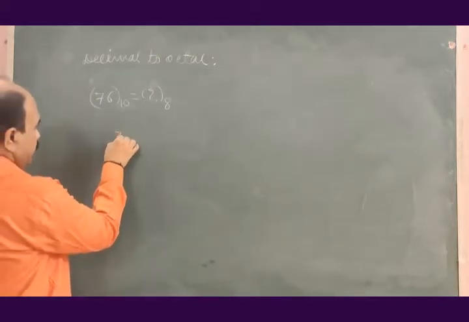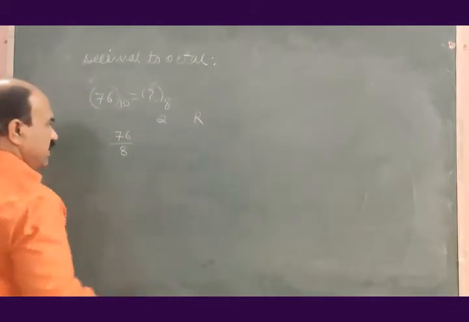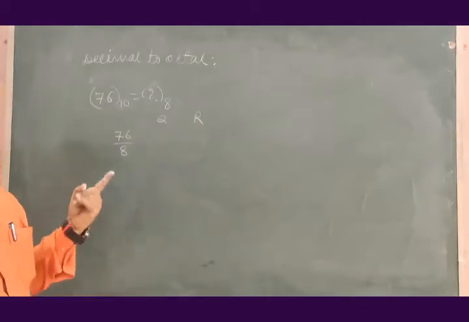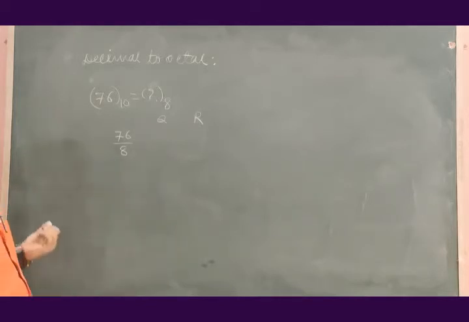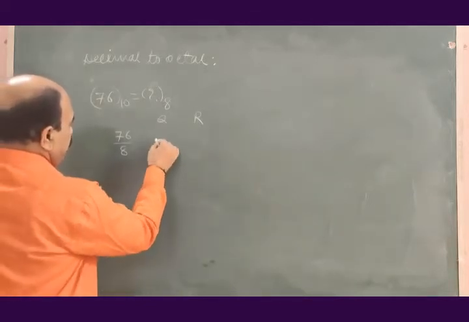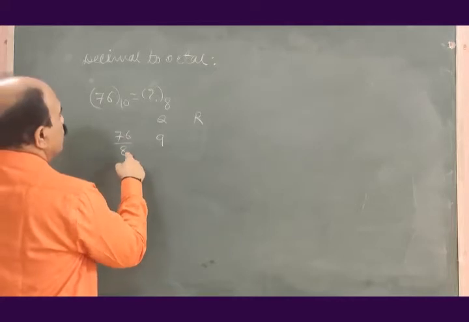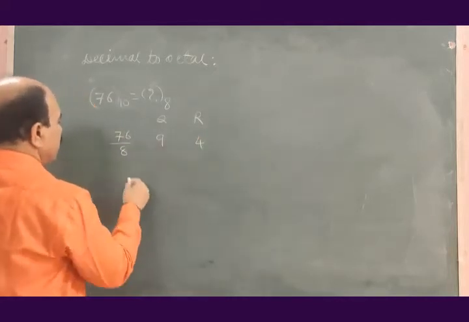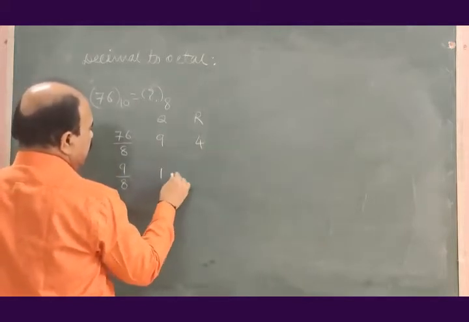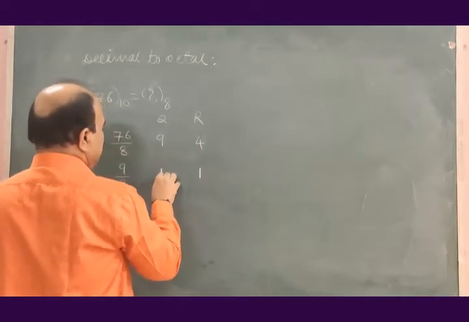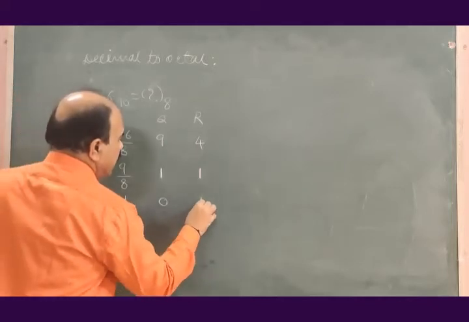Let us start. Quotient, remainder. Remember that this division is integer division. There won't be any fractional part. Eight nines are 72. What is left? 4 will be the remainder. 9 divided by 8. 8 ones are 8. What is left? Remainder 1. 1 by 8. Quotient 0. Remainder 1.